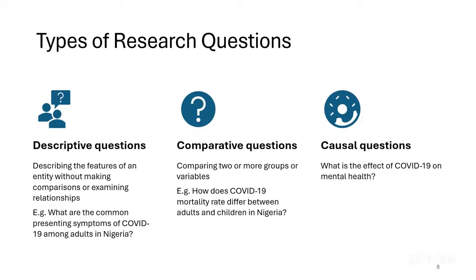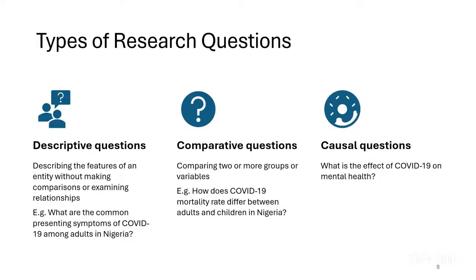And the second one is the comparative questions. In comparative questions, what we essentially try to do is to compare, as the name implies. So we're comparing two or more groups. An example is here. How do COVID-19 mortality rates differ between adults and children in Nigeria? So here we've gone beyond just describing COVID-19 mortality rates. We want to compare those rates between two different population groups. We're comparing adults and children. So this is a comparative question.